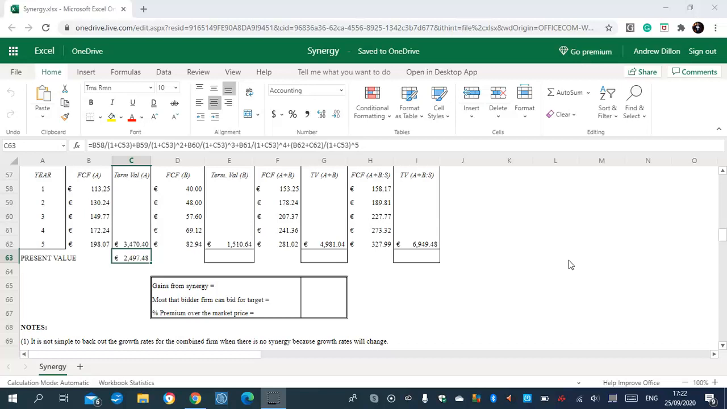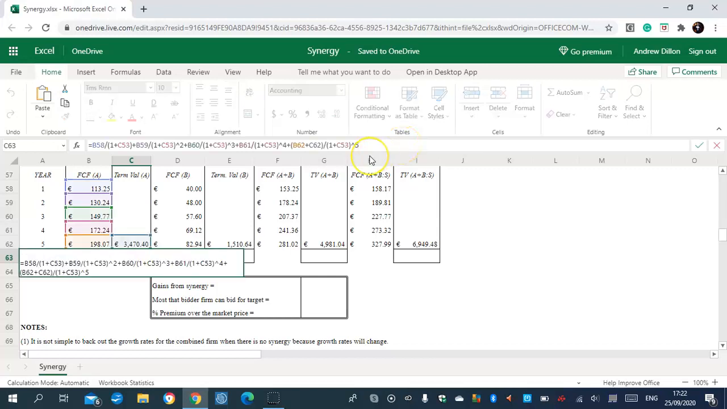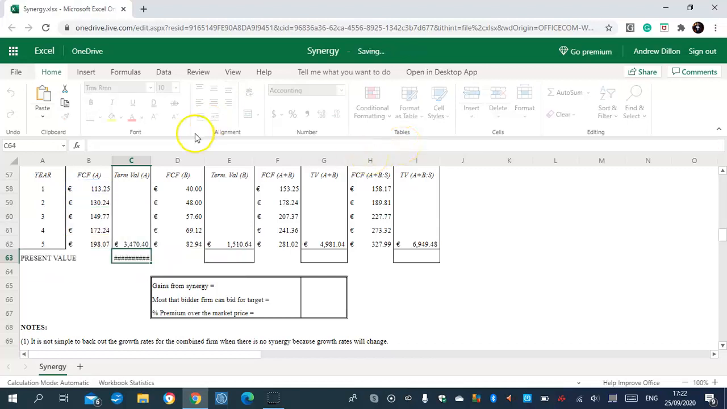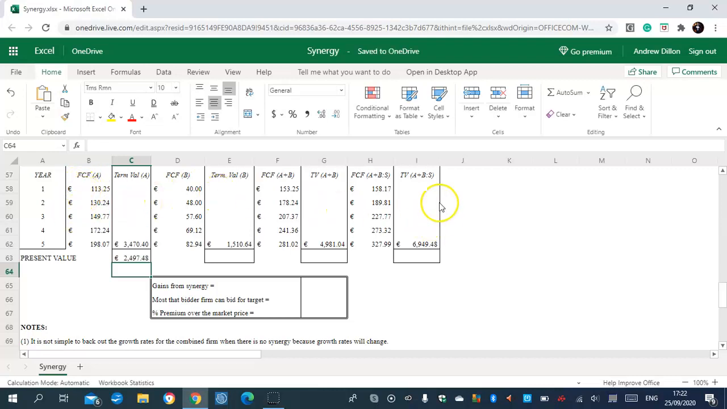For present value, there is a long table that was required. Most of these tables are in years 1 to 5 compared to all of this. So let's go to the second present value table, which is going to be long, and calculate terminal value B.